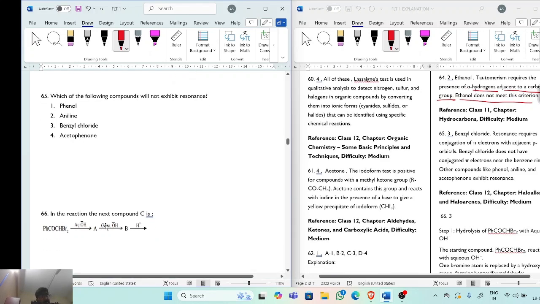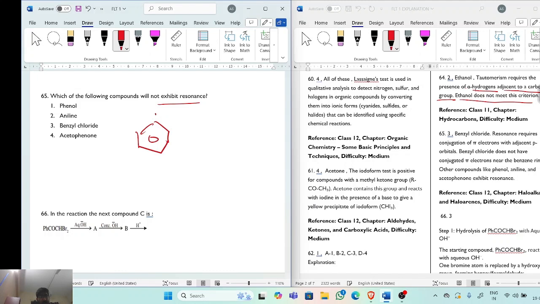Now question number 65. Which of the following compounds will not exhibit resonance? We have to tell in which compound resonance is not possible. First of all, phenol: we know the structure of phenol is this, and yes, resonance is possible in phenol. Now aniline: the structure of aniline is a benzene ring and then an NH2 group, and resonance is also possible in aniline. Now in benzyl chloride, resonance is not possible here. So option C is our correct answer.